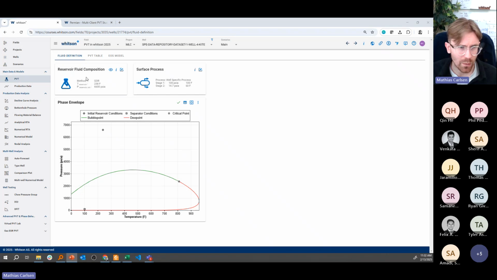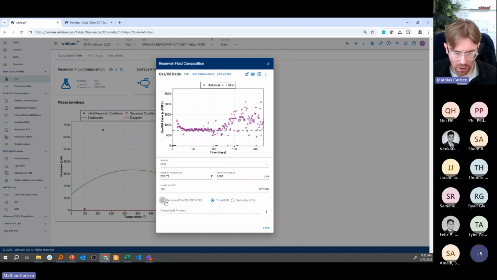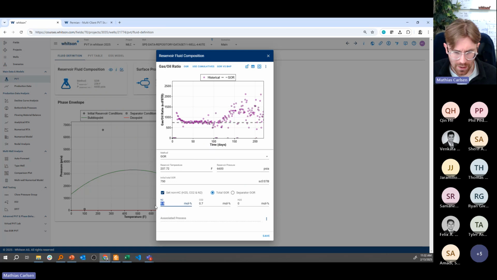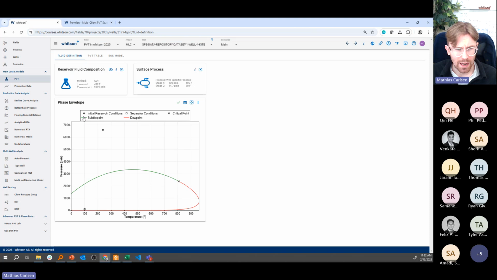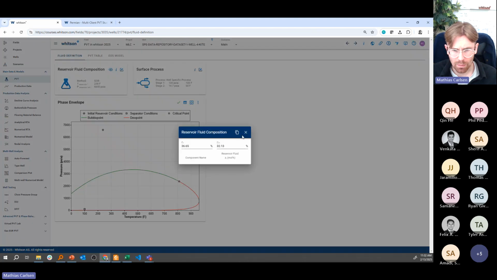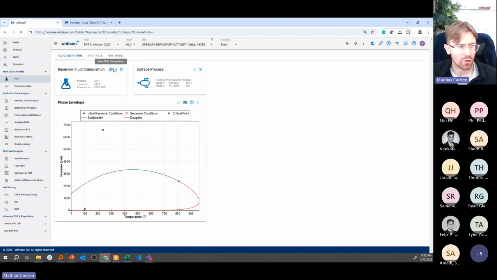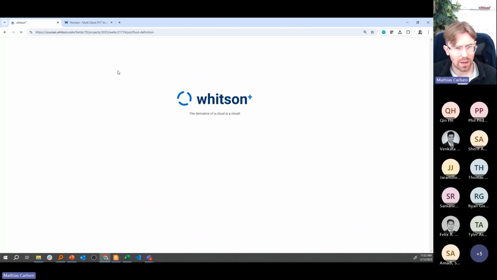We're going to go in and we're going to open the reservoir fluid composition card. We're going to say set non-hydrocarbons. And here we're going to write in 0.5, 0.7, and 0 as our inputs. Okay. And when we're done with that, we're going to just click save. Now the composition is being run again. And if you open up this, you might have to just refresh one time with that happen. That was a little bug we fixed the other day.